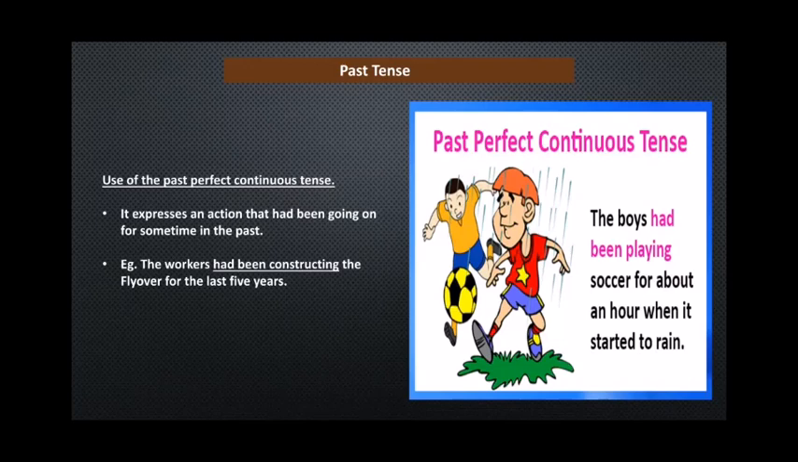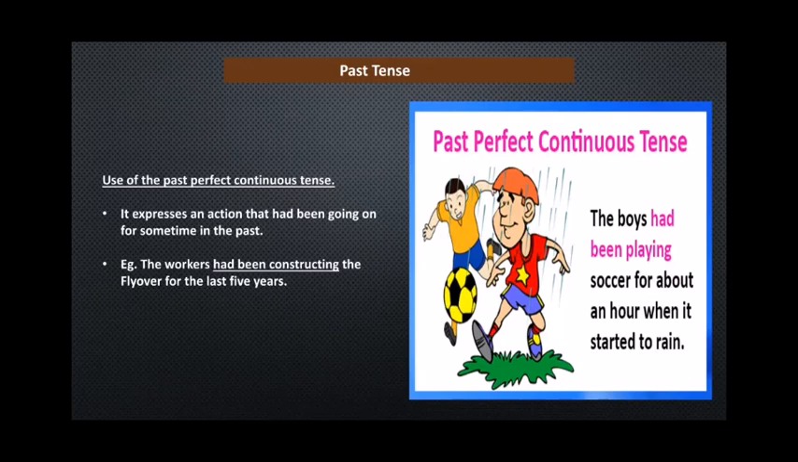Now we'll do the past perfect continuous tense. Let's see the use. It expresses an action that had been going on for some time in the past. Example, the workers had been constructing the flyover for the last 5 years. So, had been constructing is the past perfect continuous tense.